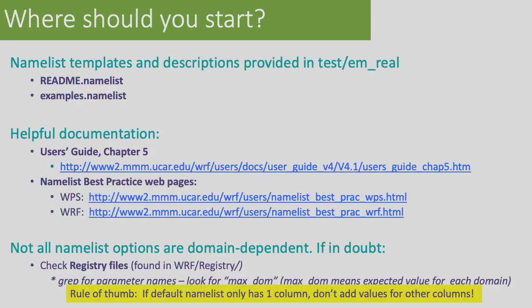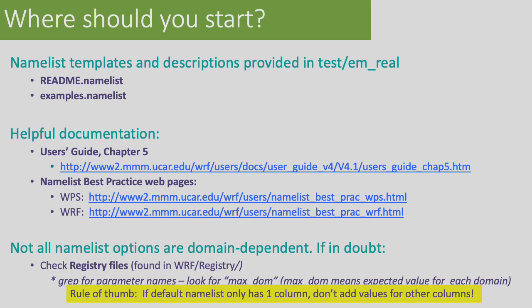So where should you start? There are several namelist templates provided in the test/em_real directory. You can also find documentation in the user's guide and on our namelist best practice web pages. Recall that not all namelist options are domain dependent. Always start with a default namelist. If there is only a single column value, do not add additional columns. And if in doubt, you can check the registry files.